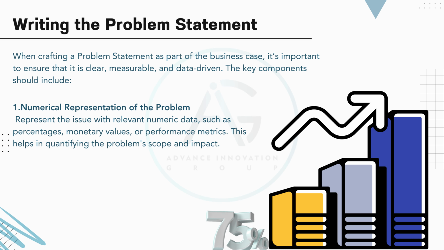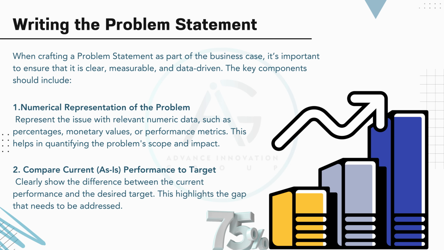hiring delays have led to an average vacancy period of 45 to 60 days, contributing to a 12% shortfall in production, a 9% dip in quality, and a 15% decline in customer satisfaction. These are not just symptoms. They are measurable consequences of a systemic issue.